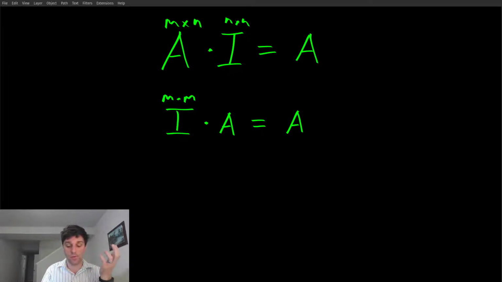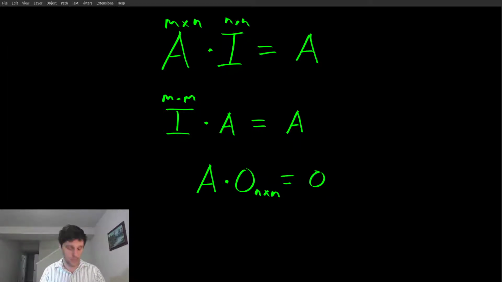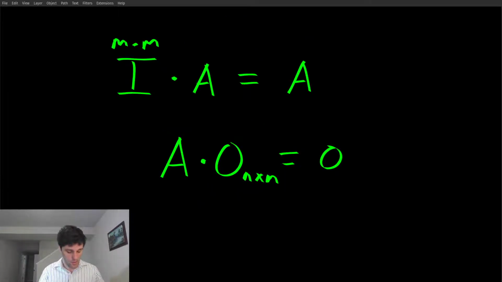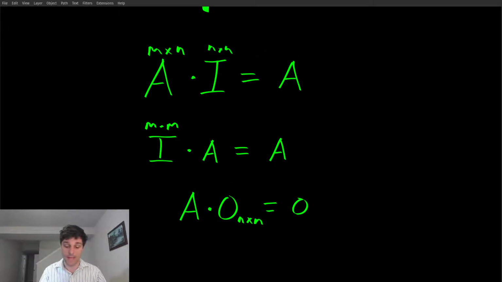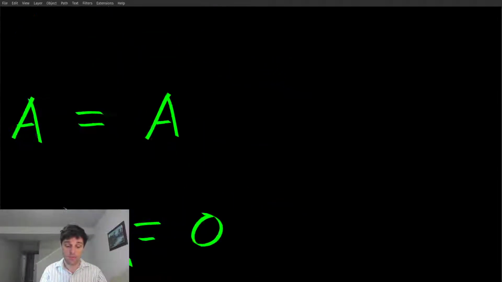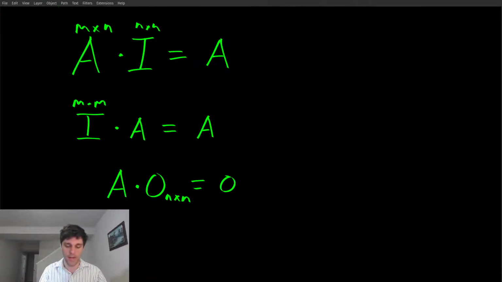And the same is true, of course, of a 0 matrix. This one doesn't come up as much. I keep wanting to put a vector on there, but if you put the m by n 0 matrix on here, then of course you would get 0 out. That one I think doesn't come in as handy, but it's useful to know. Okay, so that was identity.